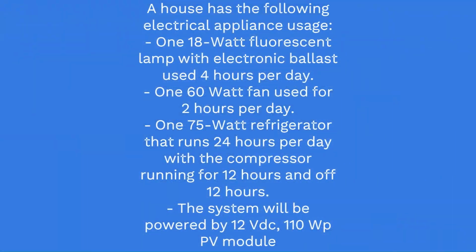A house has the following electrical appliance usage. 18-watt fluorescent lamp with electronic ballast is used 4 hours per day. 60-watt fan is used for 2 hours per day. 75-watt refrigerator that runs 24 hours per day with a compressor running 12 hours and off 12 hours. The system will be powered by a 12 VDC 110 WP PV module.